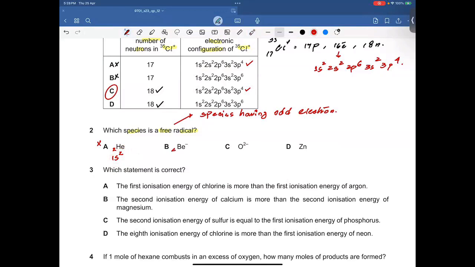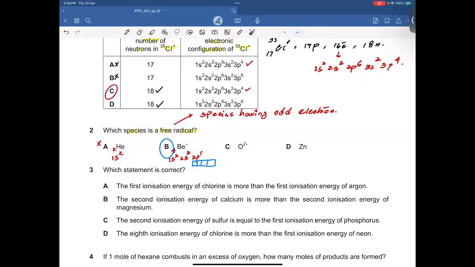Beryllium has an atomic number of 4, and the negative charge on it indicates that it has a total of 5 electrons. So let's do the configuration: 1s2, 2s2, and then 2p1. 2p1 means that it has 1 unpaired electron in the 2p orbital, which means it has an odd number of electrons in the p subshell, which means beryllium could be the right option.